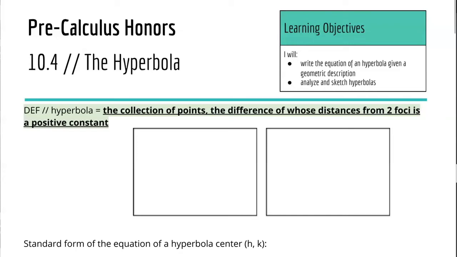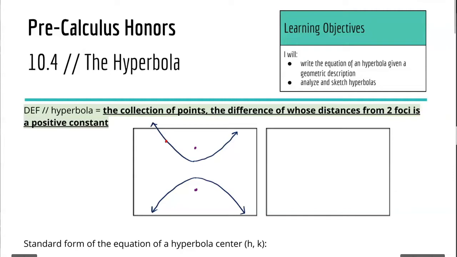Okay, 10.4 is all about hyperbolas, and these are also generated by two foci. In this case, we have 2 points, and for this one, the difference of the distances from the foci is constant. So I'm going to go ahead and sketch a hyperbola. Hyperbolas have two pieces, and they will open around the foci, kind of like a parabola does. But in this one there are two.